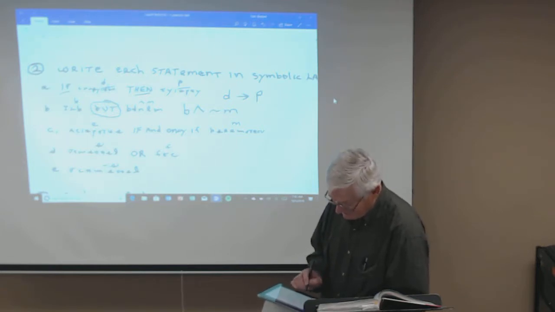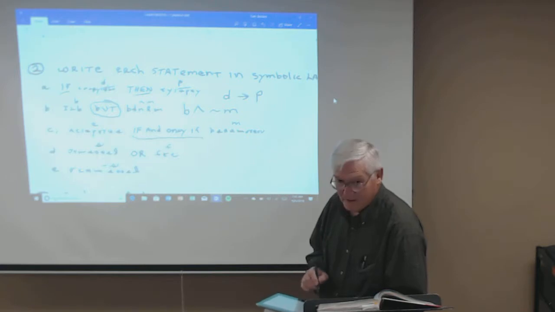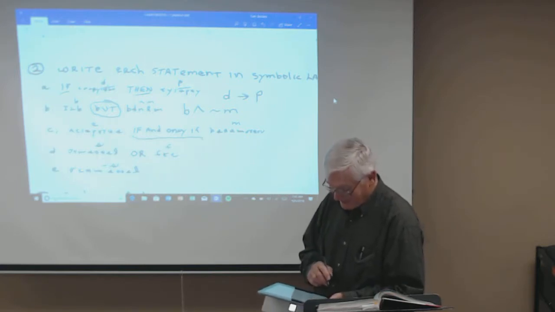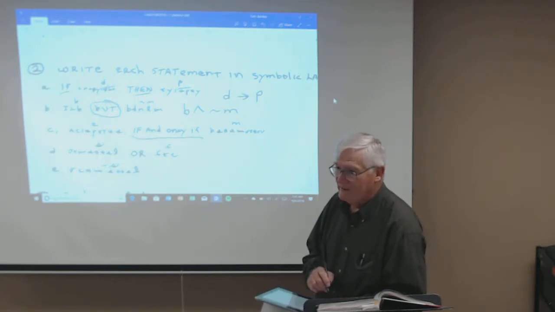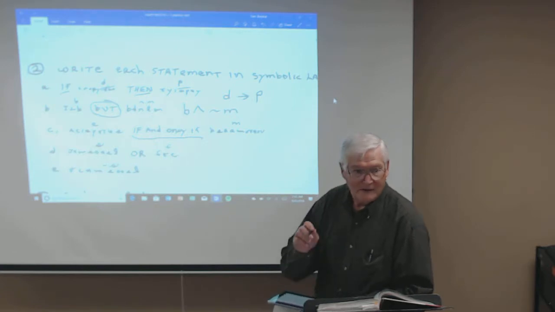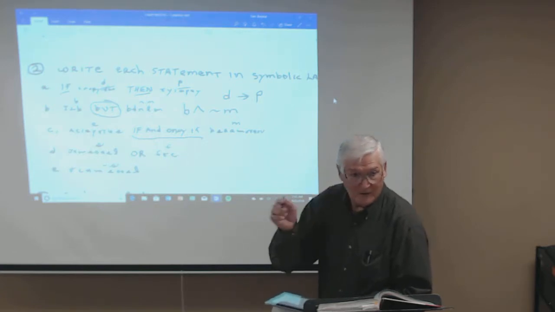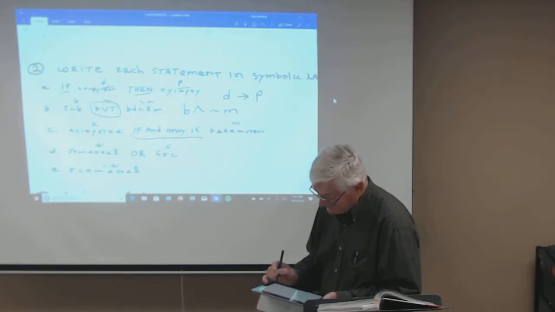C, if and only if. Anyone know the mathematical symbol for if and only if? It's the line with arrows on both ends. There it is right there. Let's write it.